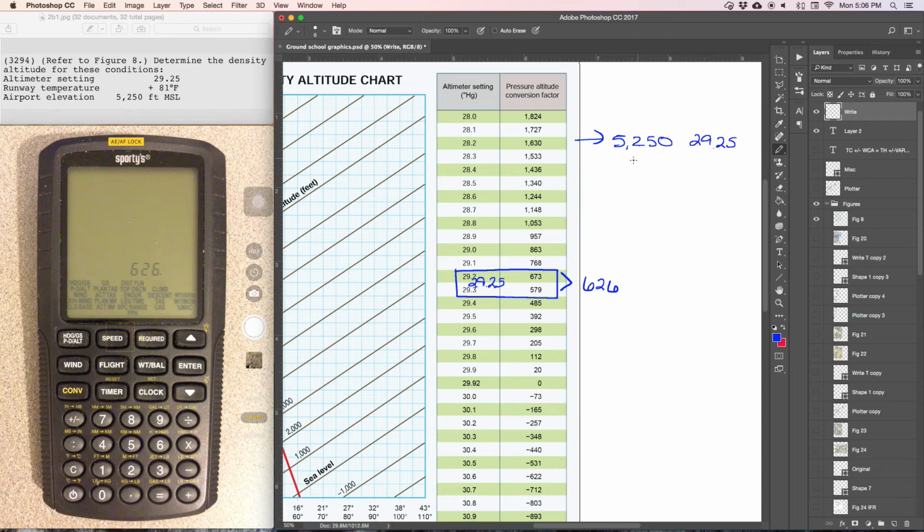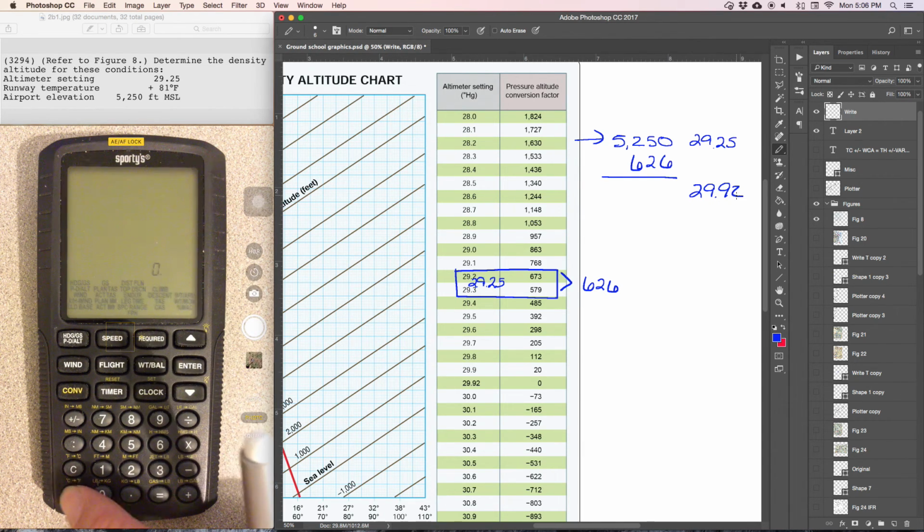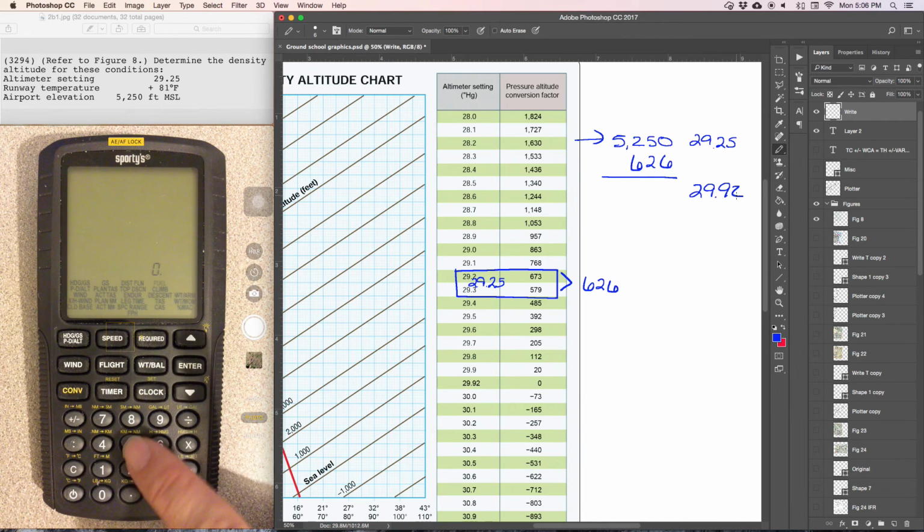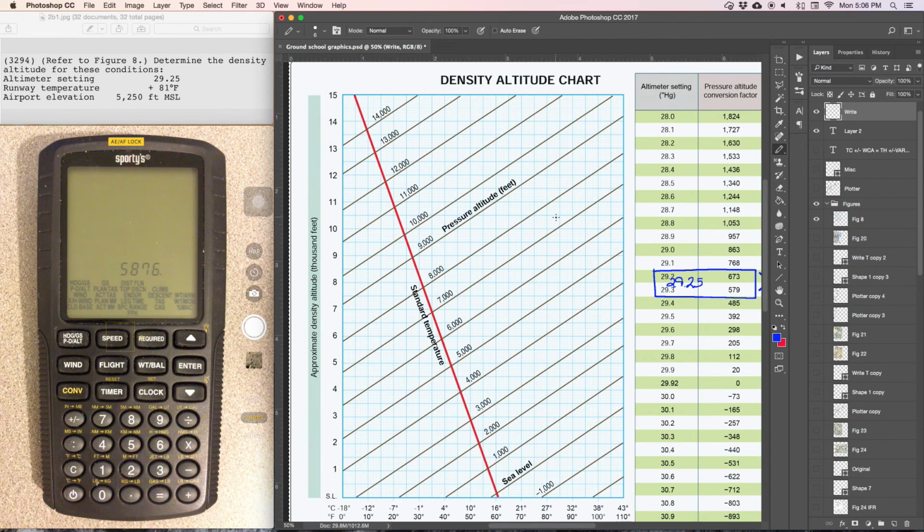So now we can add 626 here, and that'll give us the pressure altitude, which is the altitude at the altimeter setting of 29.92. So pressure altitude is 5,876. So now we can go back, and now we can use this chart because we have pressure altitude.